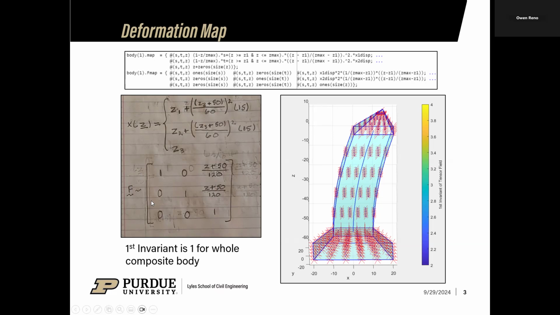If we look at the tensor gradient here, we can see that the first invariant for the whole composite body, because these are applied for each body, is the same thing. First invariant is 1. So we look over here at this first invariant plot that comes out in MATLAB. It is all light blue because this first invariant is constantly 1 throughout the entire body. And that is just confirmed with this hand calc here.